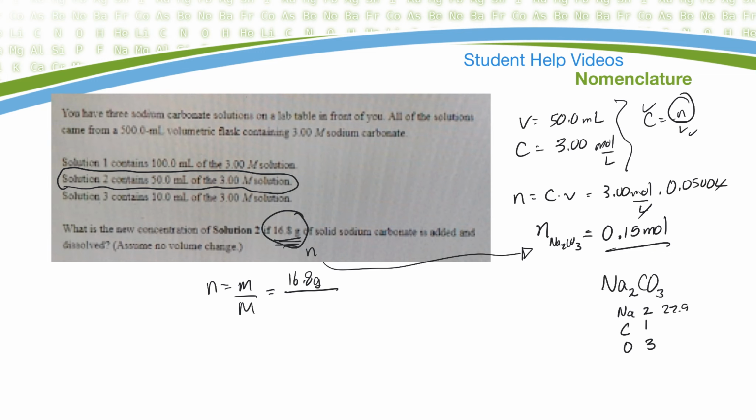Sodium's 22.99, so that'd be 45.98 total. And then carbon is 12.01. There's just one of them. And oxygen is 16 each, so altogether that's 48. So it'd be 105.99, I want to say. Let me just confirm, yeah, 105.99. So 105.99 grams per mole.